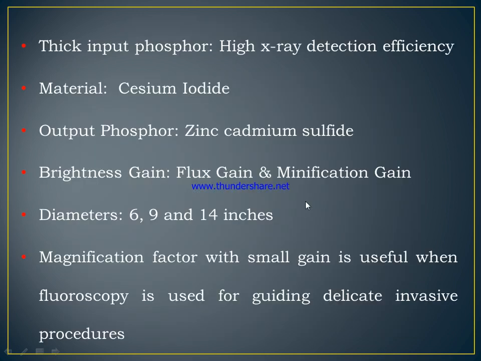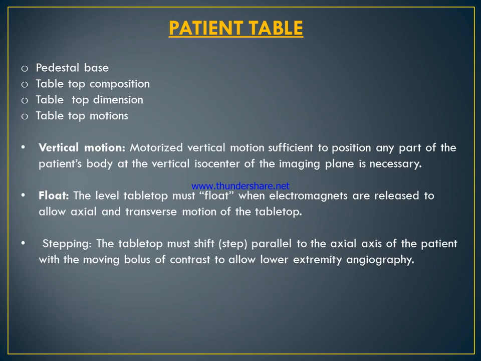For the thick input phosphor with high X-ray detection efficiency, the material is cesium iodide, and for the output phosphor the material used is zinc cadmium sulfide. Brightness can have a flux gain and a magnification gain. Diameters are 6, 9, and 14 inches. A magnification factor with small gain is useful when fluoro is used for guiding delicate invasive procedures.